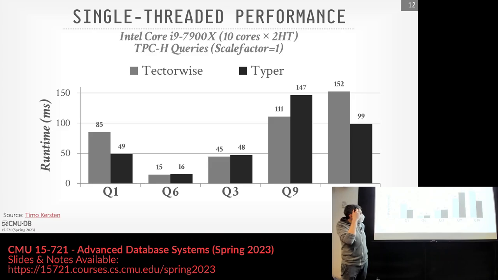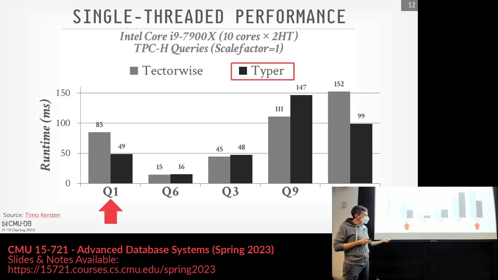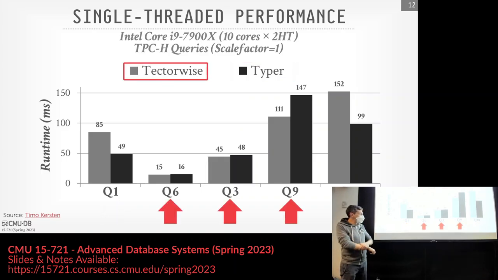So in the first graph here, we're going to look at single-threaded performance of the two systems across these different queries. They'll be measuring in terms of runtime in milliseconds, because it's scale factor 1, and TPCH means it's a 1 gigabyte database. So it's not massive. But again, we're just trying to get down to understanding the core differences of these approaches. So the first thing we see is that in Q1 and Q18, Hyper does better. But for Q6, 3, and 9, Vectorwise does better.